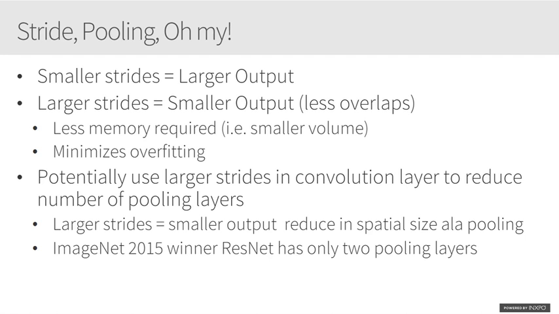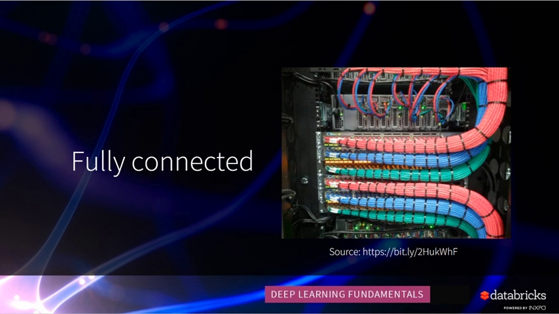So typically what you want to do is have multiple convolutional layers, then convolutional pooling, so that way you don't lose too much information too quickly, and your model ends up being more accurate, okay? And like I called out, potentially use larger strides in the convolution layer to reduce the number of pooling layers. So you don't necessarily have to do convolution then pooling, though that's our example. And like I noted, the ImageNet 2015 winner, ResNet, has only 2 pooling layers, okay? All right, so now let's go to that fully connected layer.